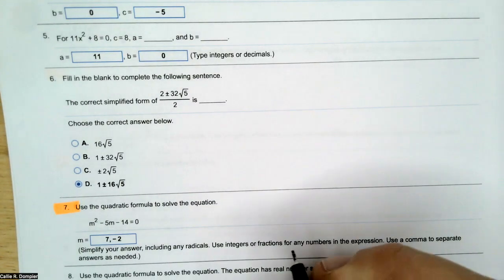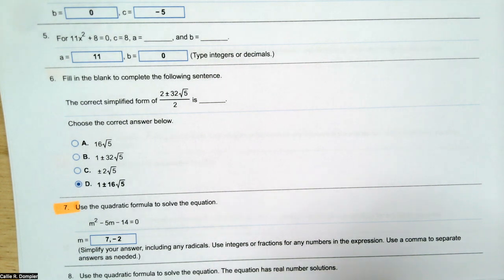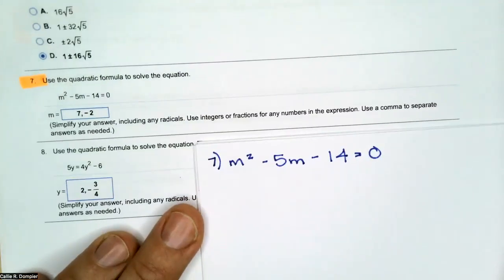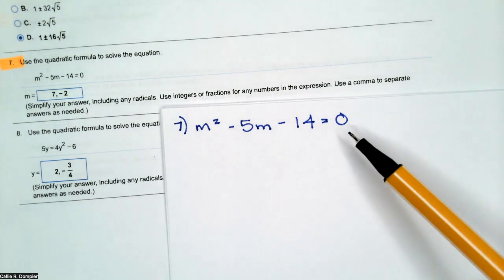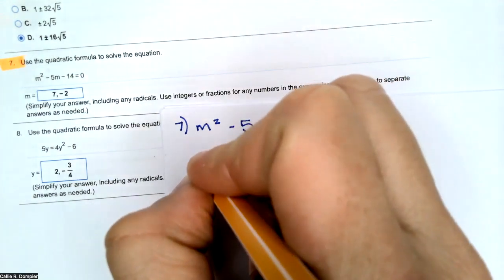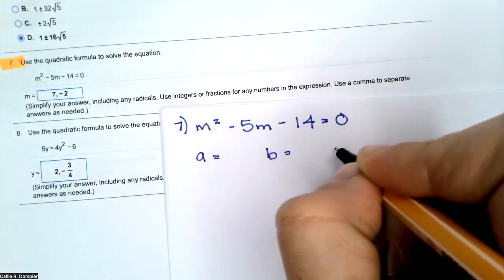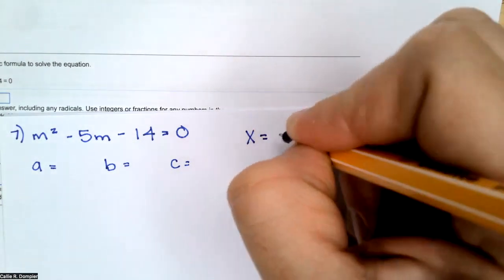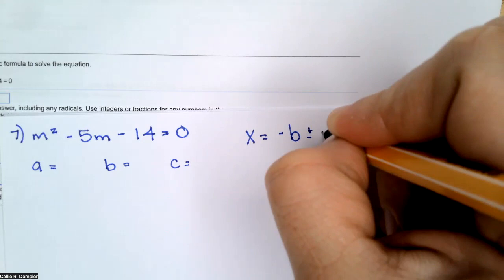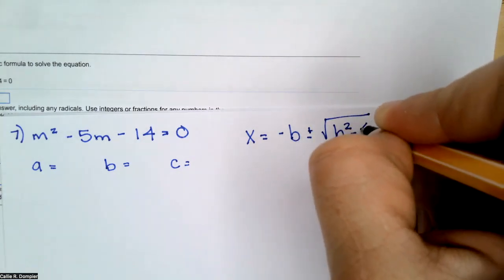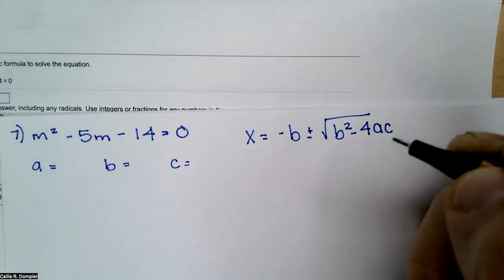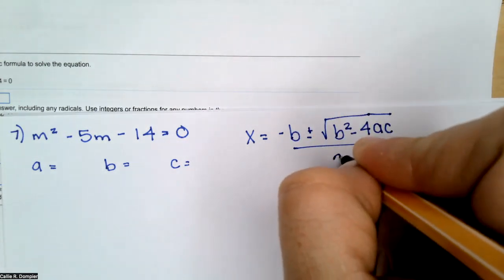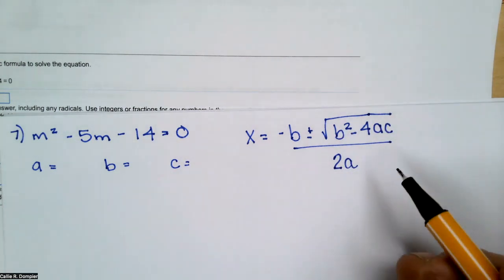So number 7 asks us to use the quadratic formula to solve the equation m squared minus 5m minus 14 equals 0. So what you want to do is make sure it's set equal to 0. You want to find a, b, and c, and then you're just going to plug those into the following formula. x equals negative b plus or minus the square root of b squared minus 4 times a times c, all over 2a. So all of that's under the radical.